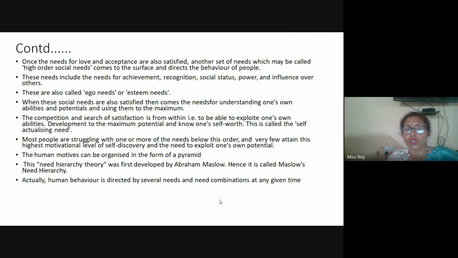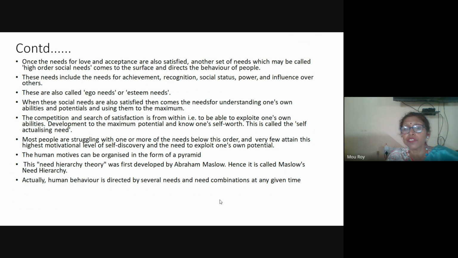When these social needs are also satisfied, then come the needs for understanding one's own ability and potential and using them to the maximum. The search for satisfaction is from within. That is, to be able to exploit one's own abilities and develop to the maximum potential. And you should know your worth. I'm worth this. When a person shifts from one organization to another, he knows, I'm capable. I know my abilities. I know my capabilities. So I need this much; this should be my salary. If you see the statistics, you'll find that most people are struggling with one or more of their needs below this order. Very few attain this highest motivation level of self-discovery, where they exploit their own potential.